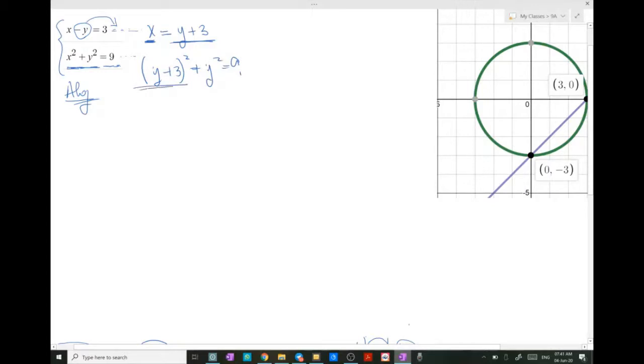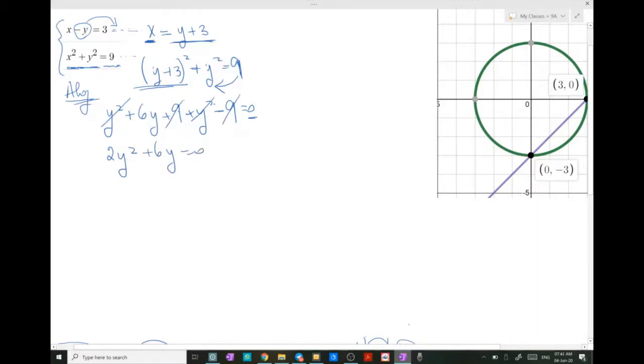Now we have to expand, so it's y squared plus 6y plus 9 plus y squared minus 9 equals 0. You take the 9 to this side so that you will have an equation equal to 0. So y squared and y squared becomes 2y squared. The 9 and minus 9 cancel, and then you have 6y.